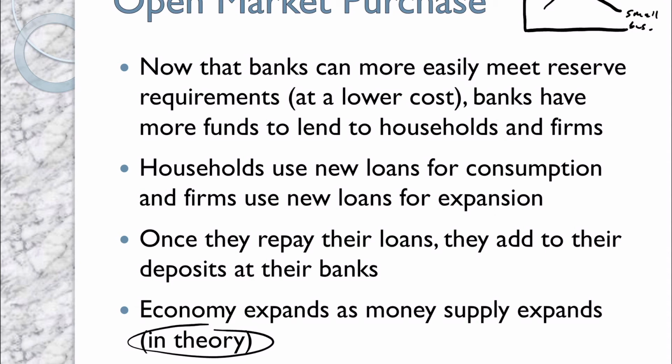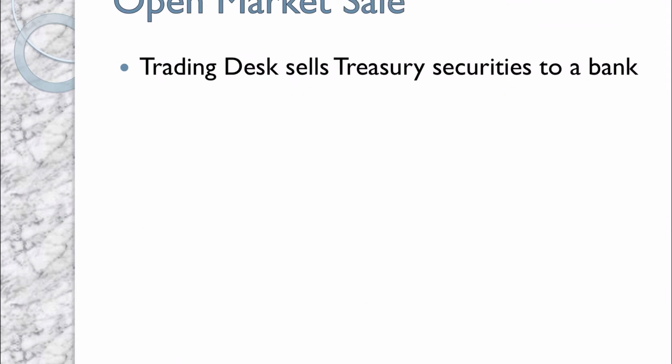If the banks now have excess reserves because they're able to meet the minimum reserve requirements at a lower cost, now they have more funds available, decreasing the interest rate on the loans that small businesses or other entities can obtain. So this is how it promotes growth within the economy. So that's an open market purchase.